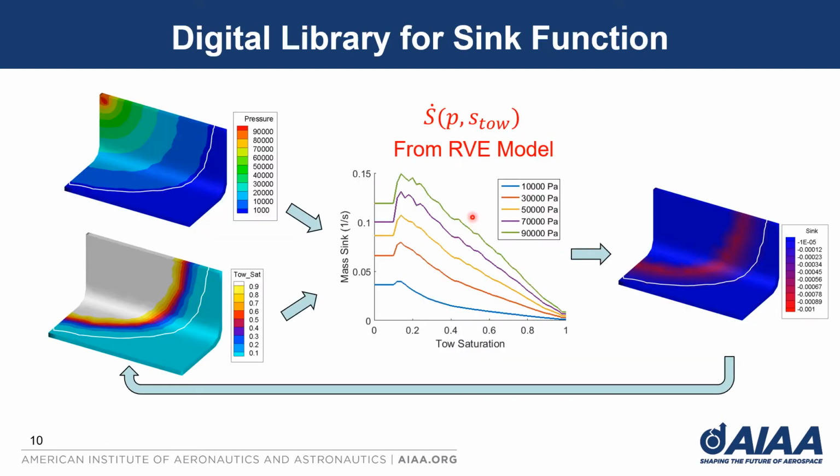So we can run multiple mesoscale RVE simulations and calculate how fast the tows can absorb the resin. We build a digital library for the sink term as a function of pressure and tow saturation. In our macro-scale infusion model, we can use this digital library to calculate the sink term and update the pressure and tow saturation. So next, I will transition to Matsu to talk about the deformation model in curing.